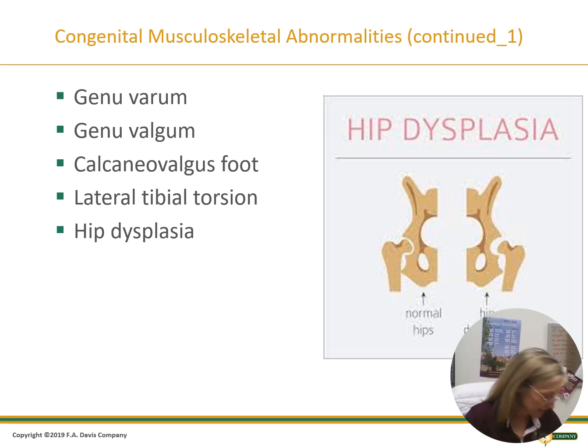Genu valgum, knock knees. Just a second, I want to turn on my heater here. I'm freezing.